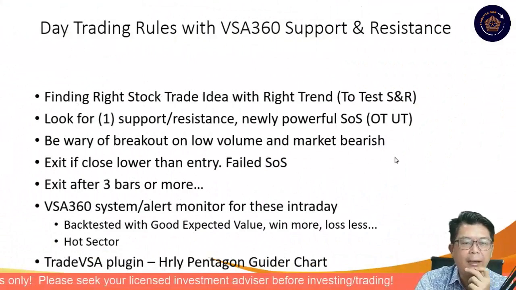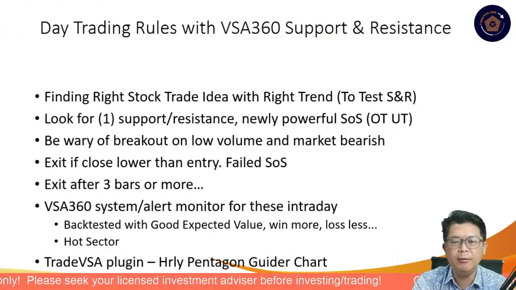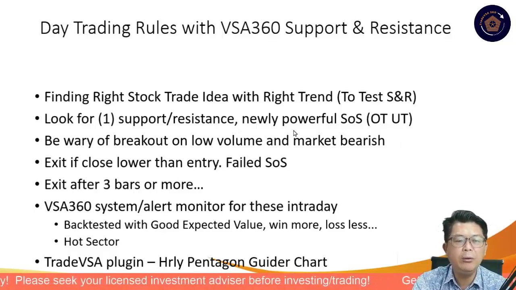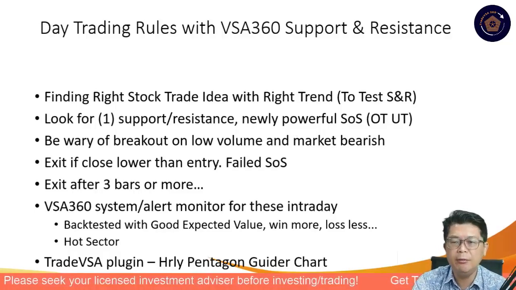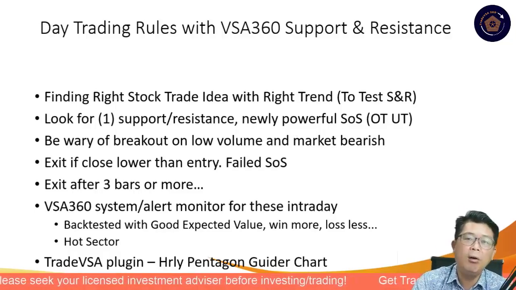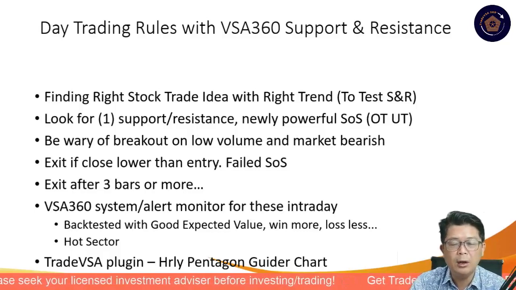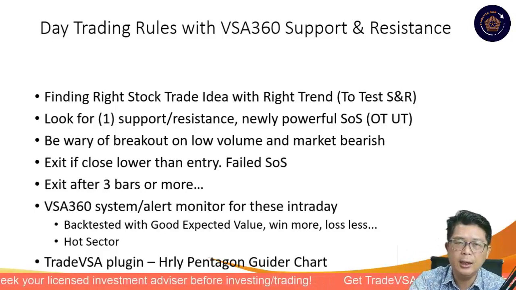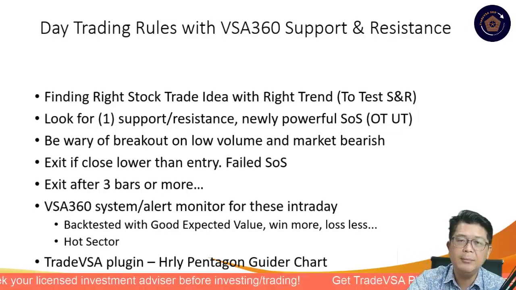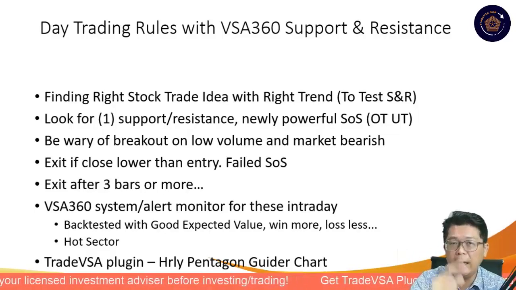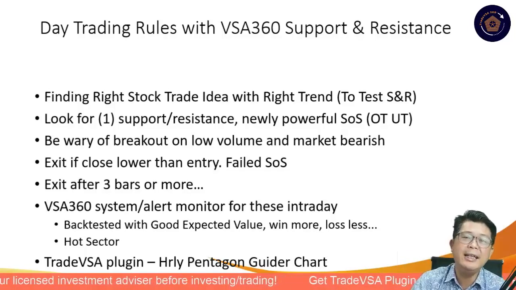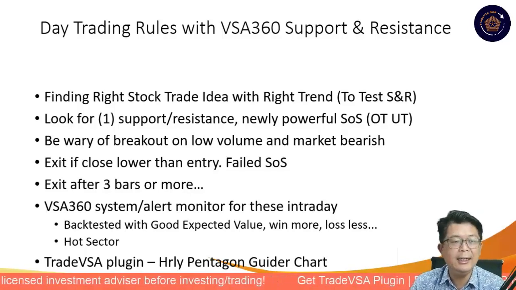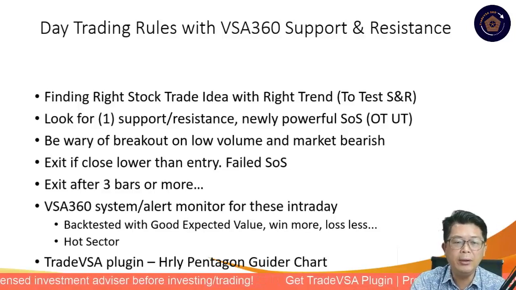Okay, and for day trading, we treat VSA 360 using support and resistance. First, we have to find the right stock trade idea to trade, of course, with the right trend. As I said before, last week, which is the 24th of June, we talked about the market going into stage 2, which is a markup. Then you likely hit distribution. At the distribution side, this is where we see that resistance being tested in here. So you've got to look out for support and resistance.